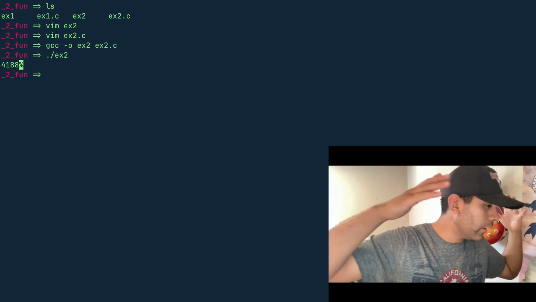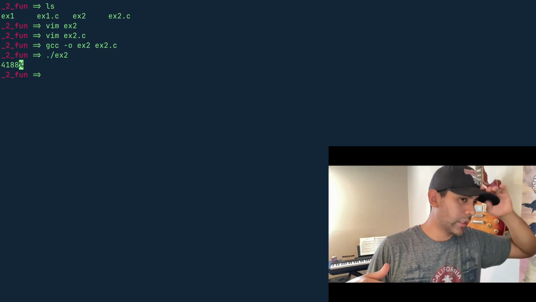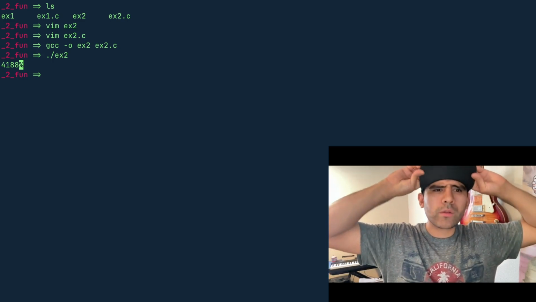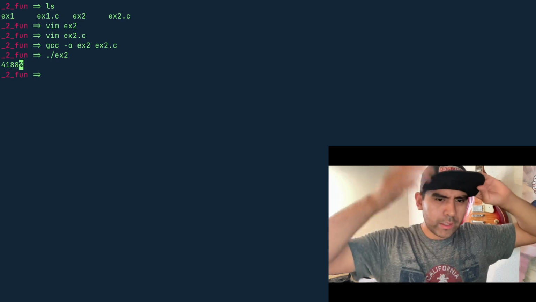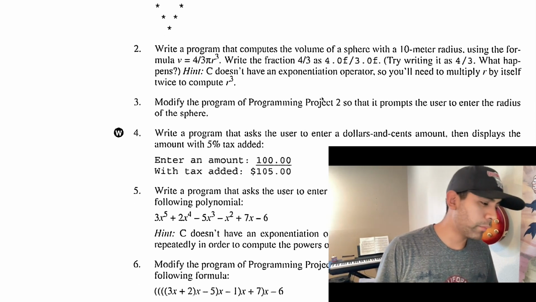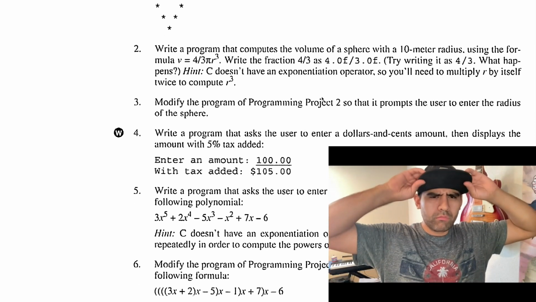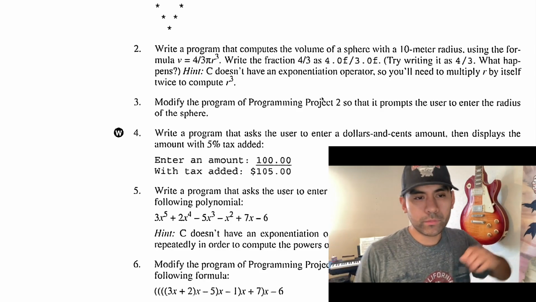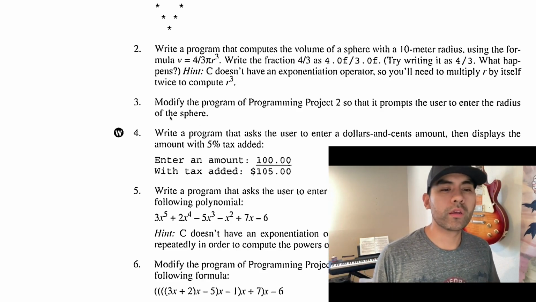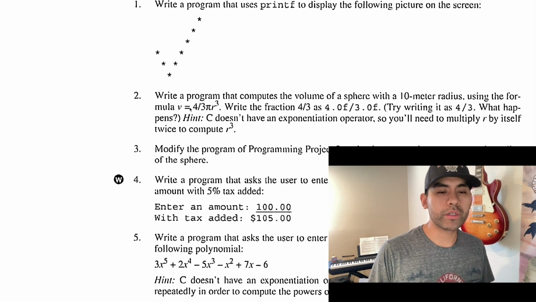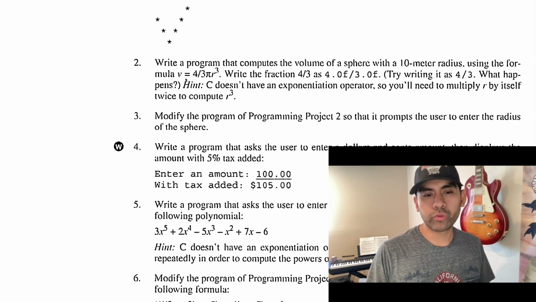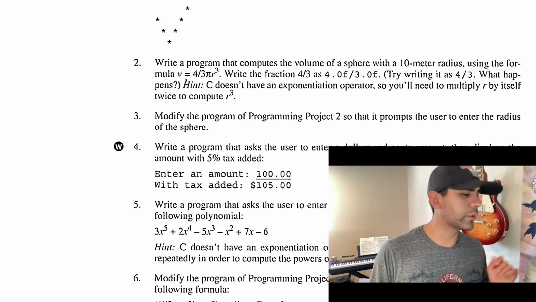All right, guys. So today we solved programming challenge number 1 and number 2. Next time we come, since we worked on number 1 and number 2 today and I'm already running at 22 minutes, maybe next time I see you guys, I'm gonna do programming project number 3. Modify the program of programming project number 2 so that it prompts the user to enter the radius of the sphere. I want to do something. I want to use ChatGPT.